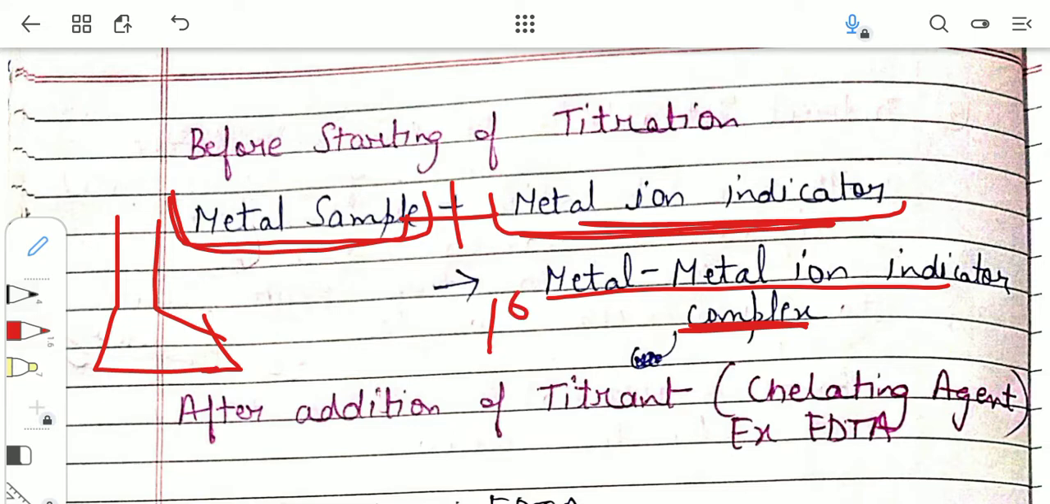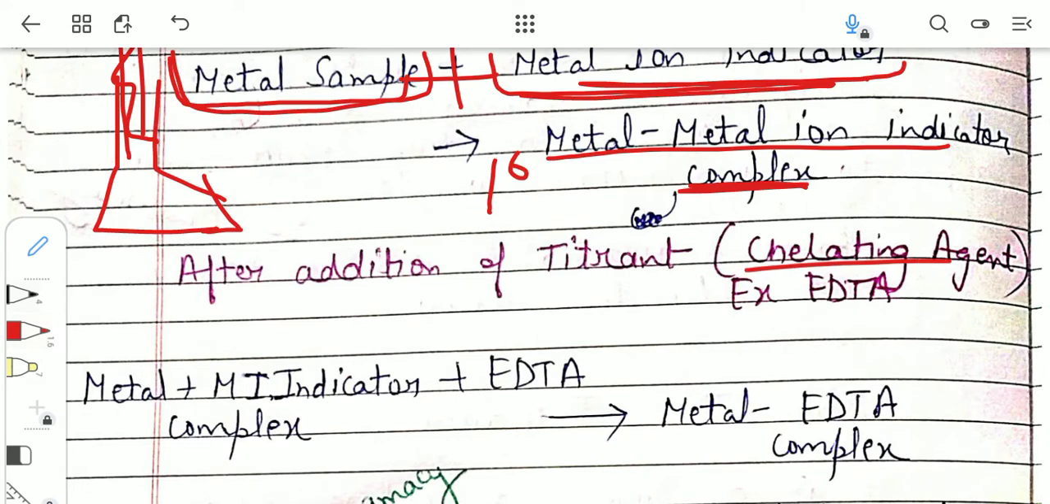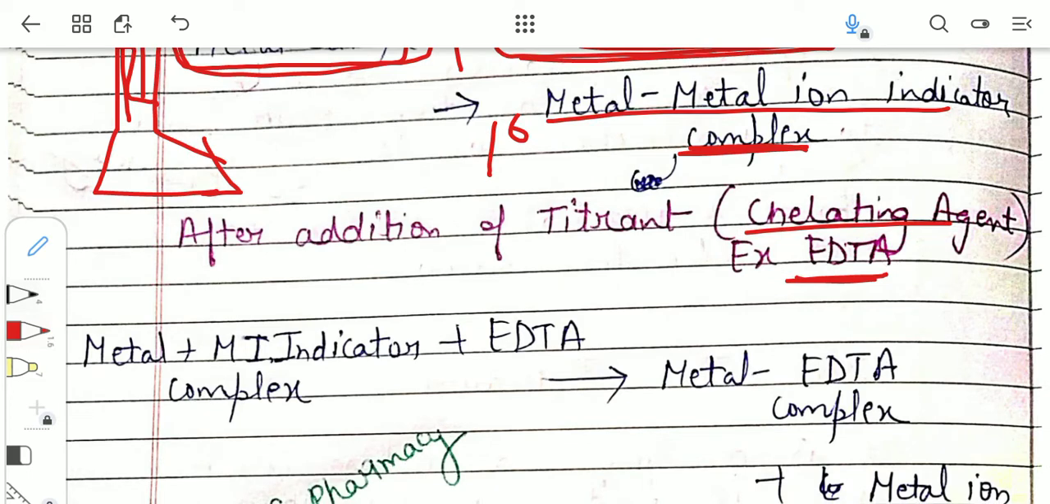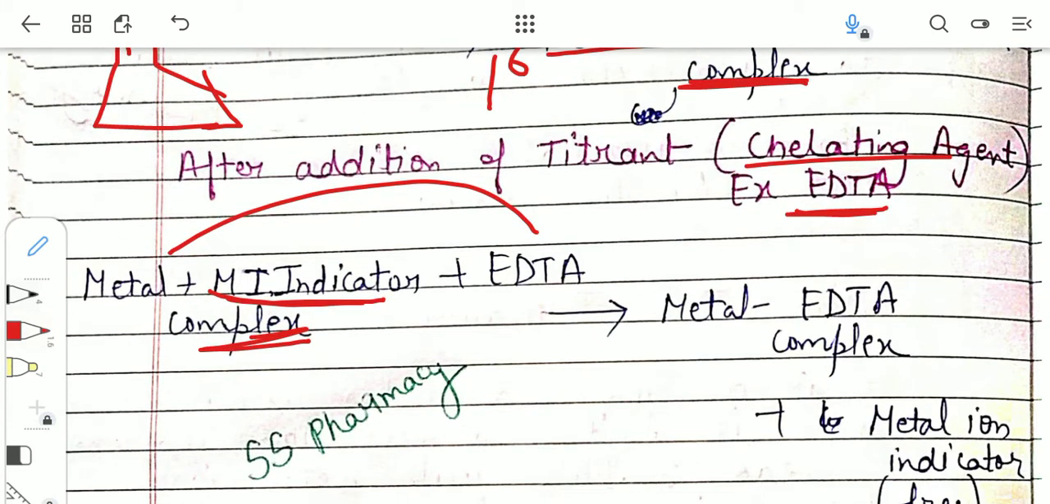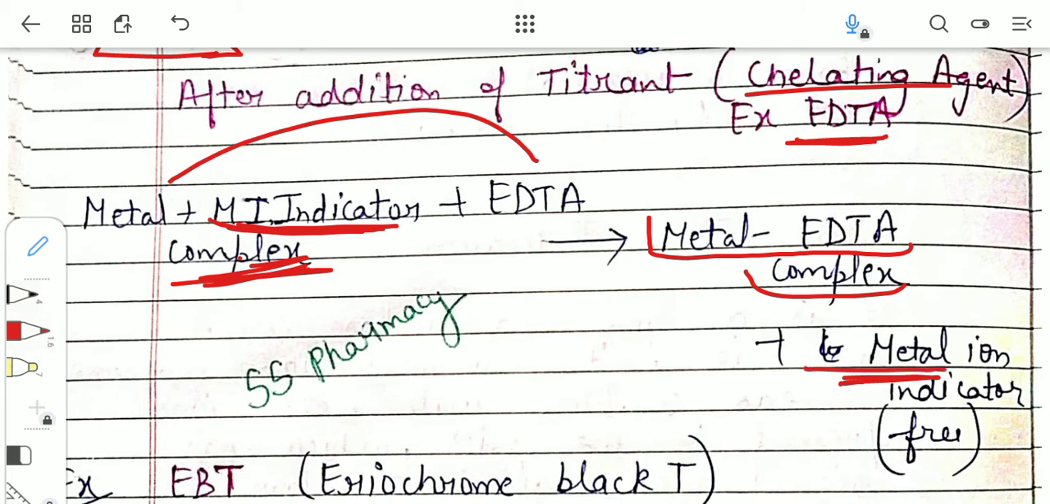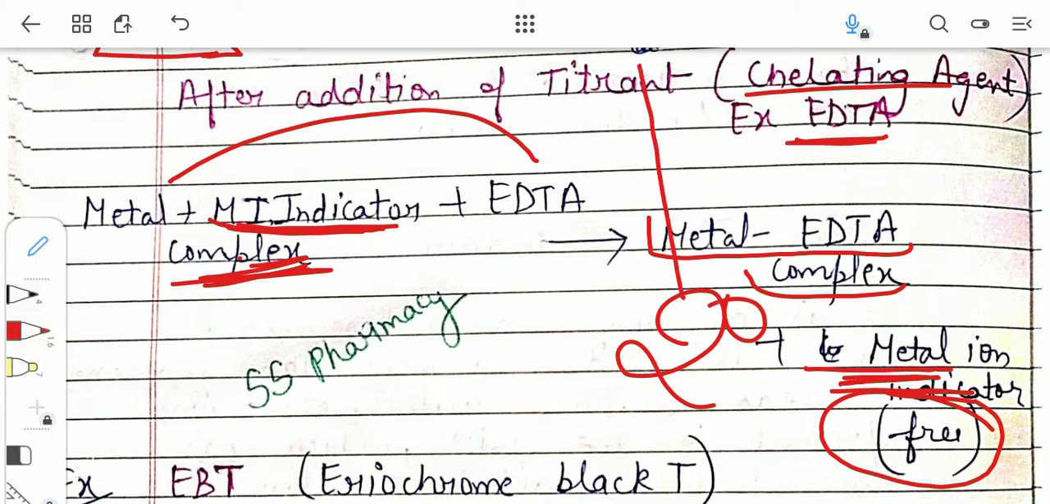Now when the titration is begun with our titrant, which is a chelating agent such as EDTA, it will displace the metal ion indicator from this complex, and it will itself form a complex with the metal ions. So here a metal-EDTA complex will be formed, and the metal ion indicator will become free. When the metal ion indicator becomes free, it will result in a change in color, and this will be the second color. The change in color from the first to the second will mark the end of the titration.